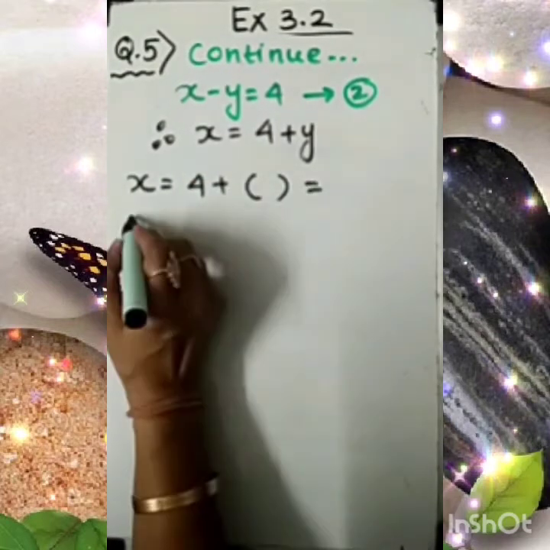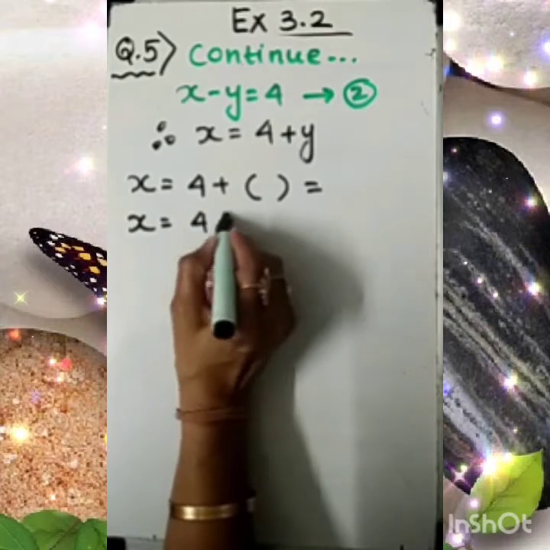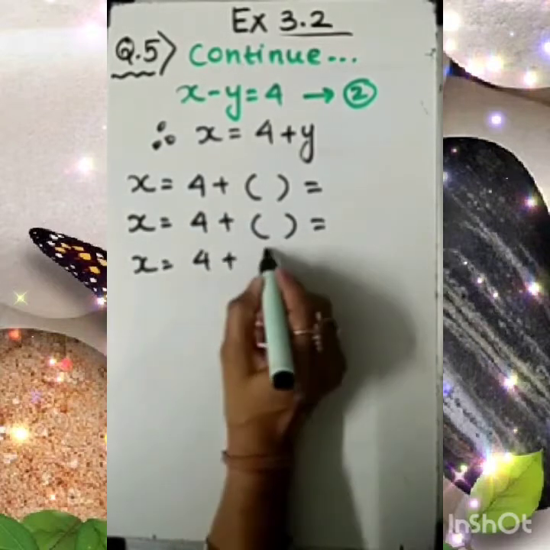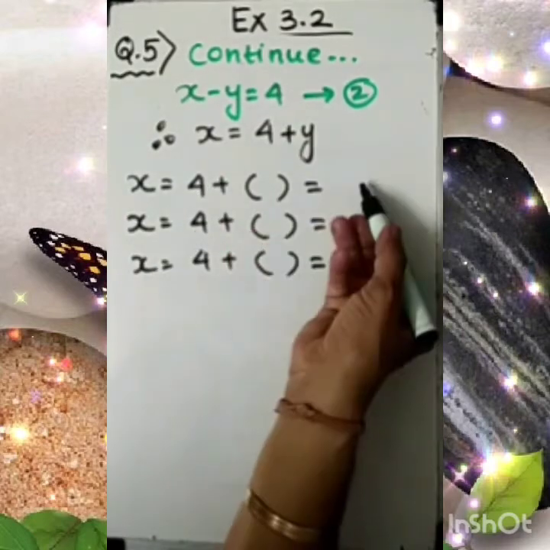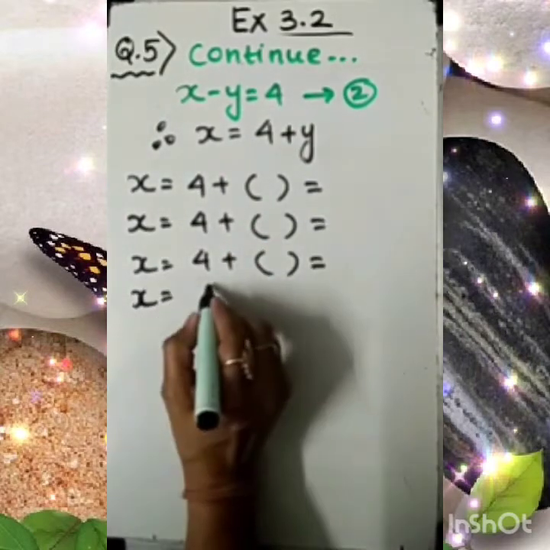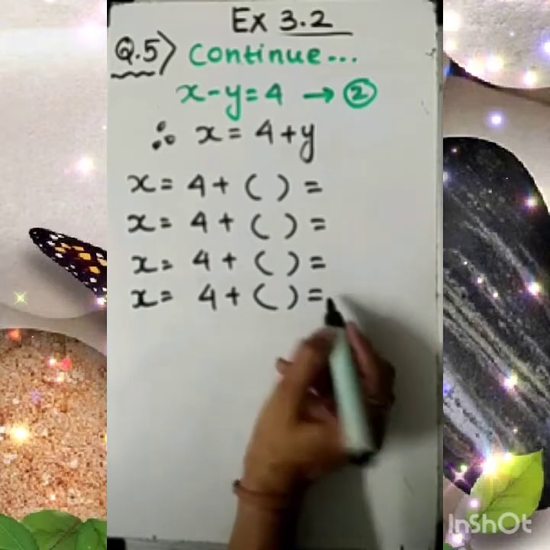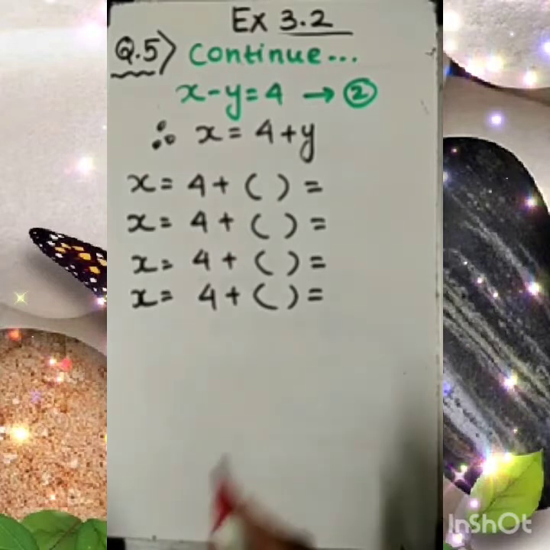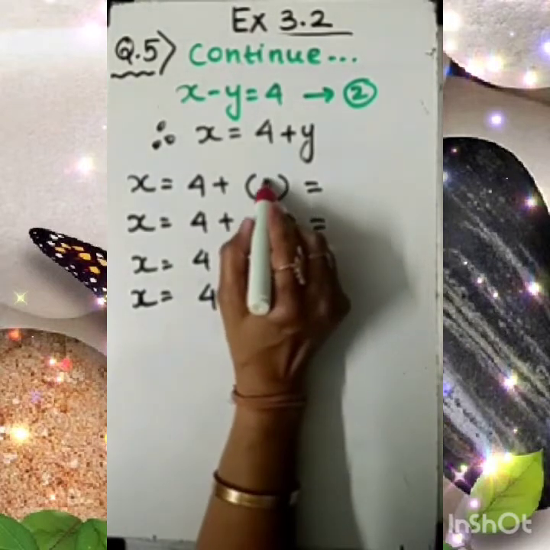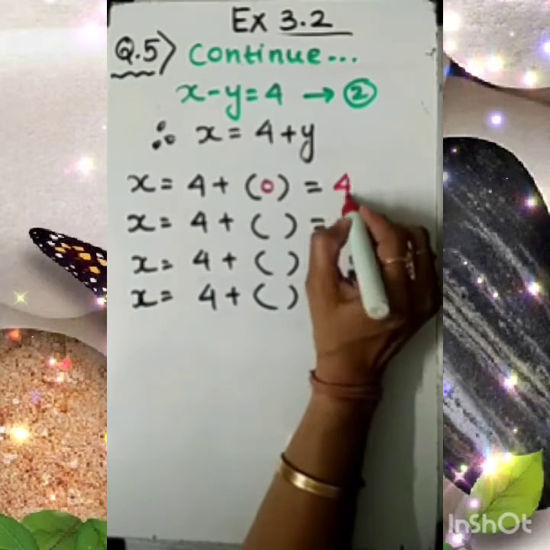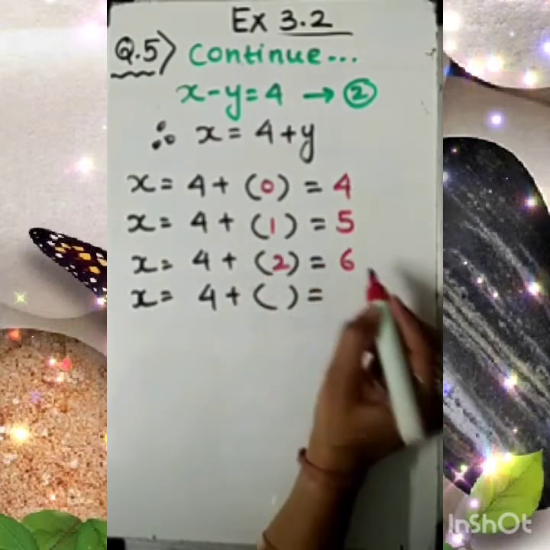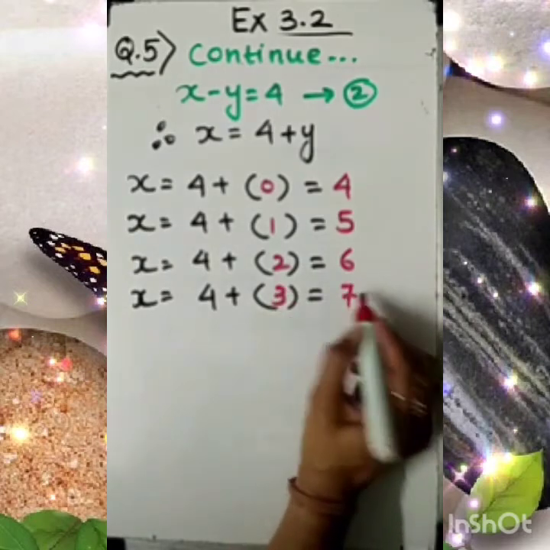Be careful, these are very easy, but still we make mistakes. Sometimes we make mistakes in subtraction, like 4 minus 3 we sometimes write as 2. It should not happen. If you locate such a point on graph paper, it will not give a straight line. So be careful. Suppose I am choosing 0, so of course x is 4. For 1 it is 5, for 2 it is 6, for 3 it gives the result 7.